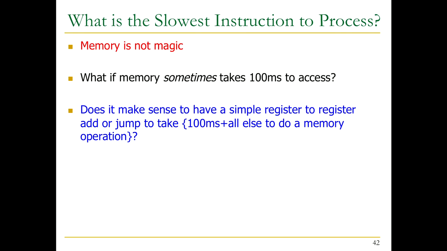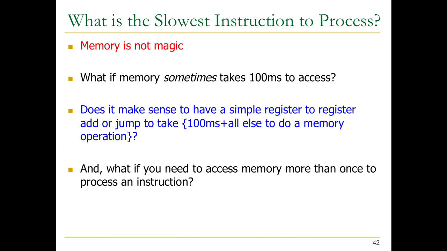Basically, if this is the case, does it make sense to have a simple register-to-register add or jump take 100 milliseconds plus all else to do a memory operation? It clearly doesn't. And what if you need to access memory more than once to process an instruction?